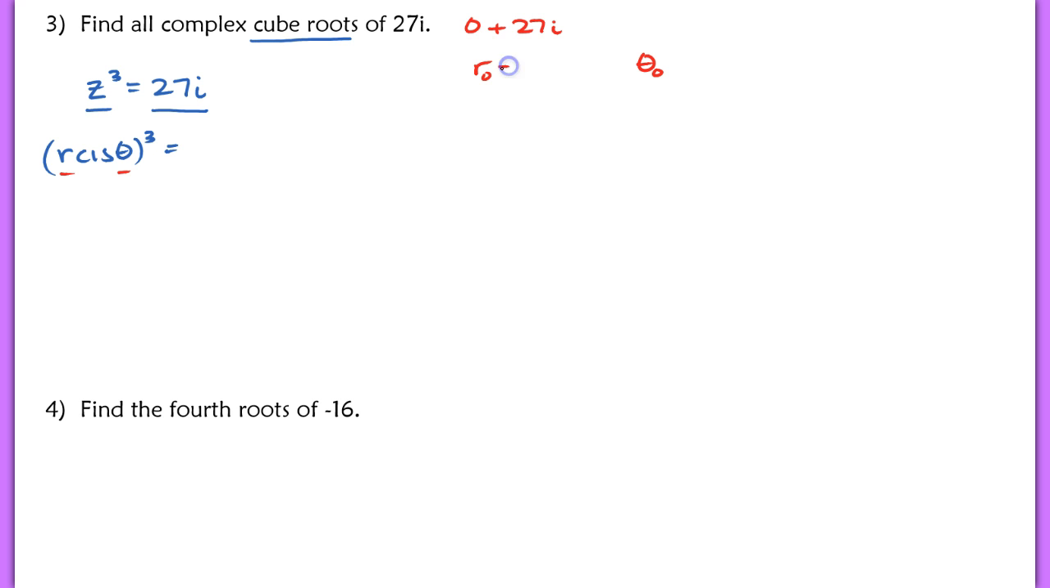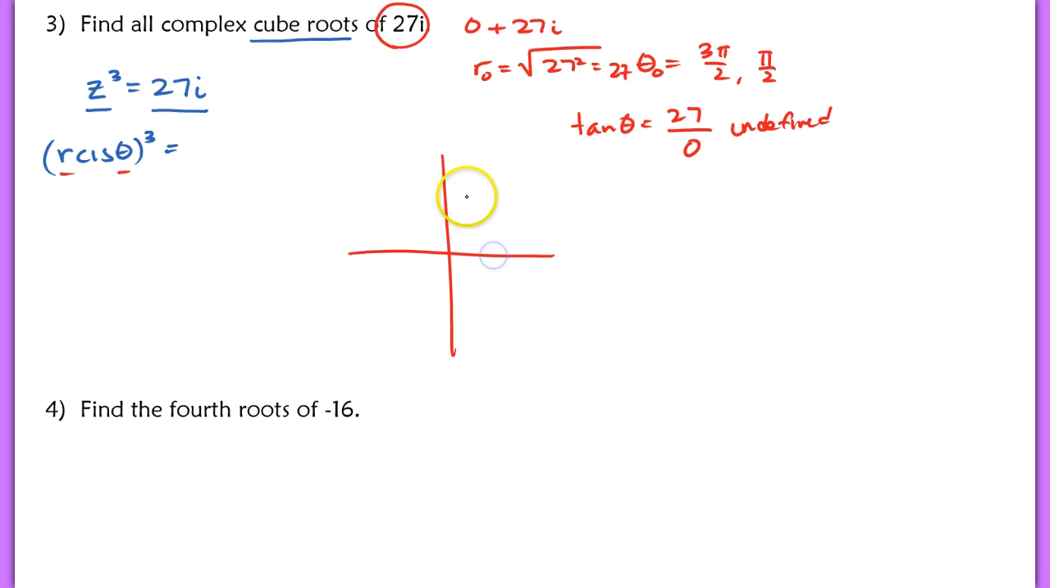So if I find r sub 0, let's call it r sub 0 right now, I need to take the square root of 0 squared plus 27 squared, which will give me 27. So there's the modulus. Now when I calculate theta, I'm setting up the tangent of theta is equal to 27, b, over a, which is 0. So this is undefined. Now there's only 2 spots where the tangent of theta is undefined, and that's going to be at 3 pi over 2 and at pi over 2. But in this case, I need to go back and think about where 27i would be plotted in the complex plane. 27i is up here, which means we are not going to select 3 pi over 2. We want to take pi over 2. So in cis form, 27i is represented as 27 cis pi over 2.